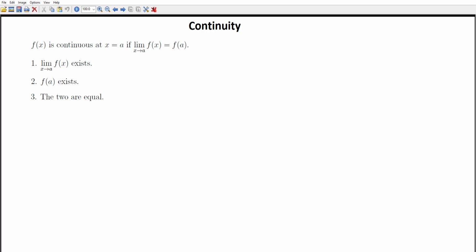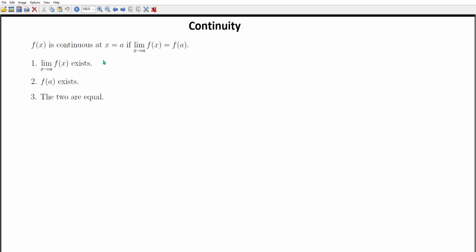Today we'll explore the concept of continuity. We say a function f of x is continuous at x equals a if the limit as x goes to a of f of x is f of a. So in other words, continuity says taking a limit is the same as plugging in.